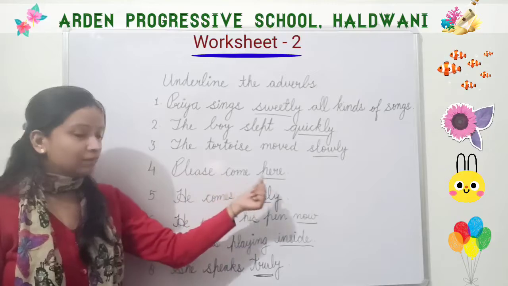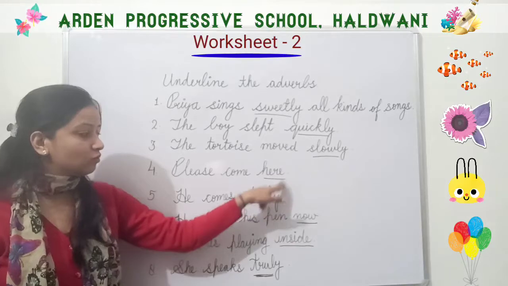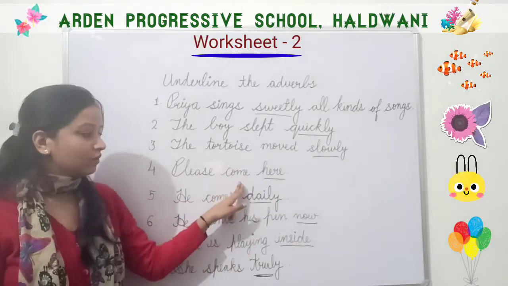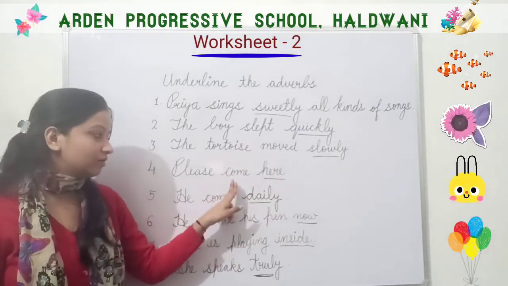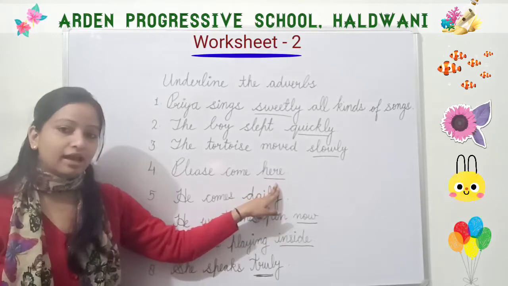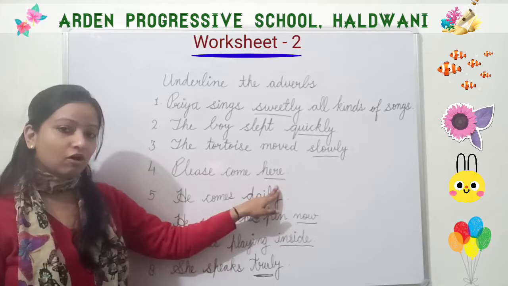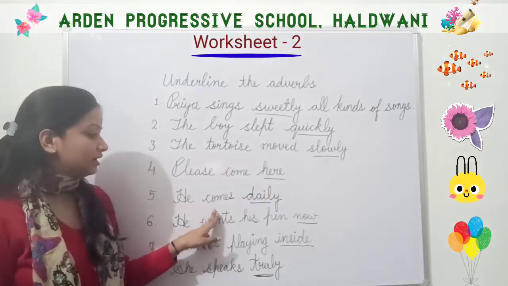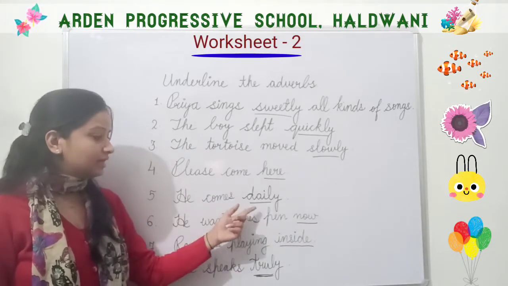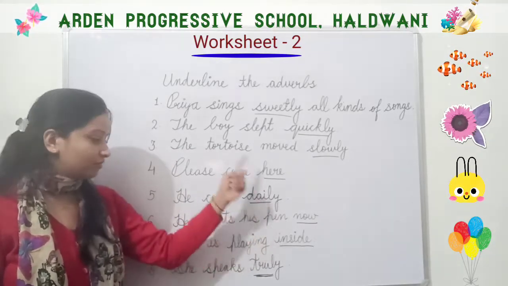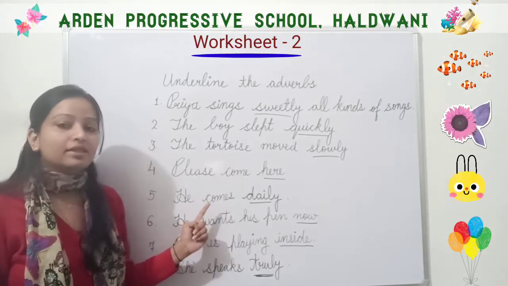Please come here. So where? Here. In this sentence, here is modifying the verb come. Hence it is an adverb. Which kind of adverb? Adverb of place. Next, he comes daily. So when? Daily. The word daily is modifying the verb comes, and we all know that adverbs modify the verbs.